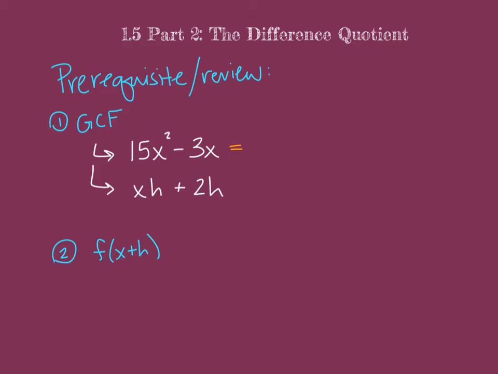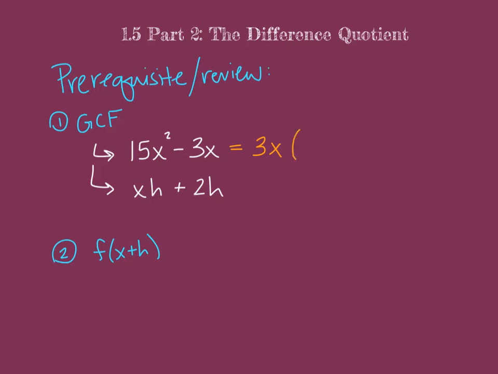So if we look at 15 and 3, we see that the factors of 15 are 1, 3, 5, and 15. The factors of 3 are just 1 and 3. The greatest one that they have in common then is 3. Basically, 15 and 3 can both be divided by 3. All right, then we look at the variables. This term has an x squared, this term has an x. The greatest that they have in common is just x. They don't have an x squared in common because this term does not have an x squared. So 3x is our greatest common factor.